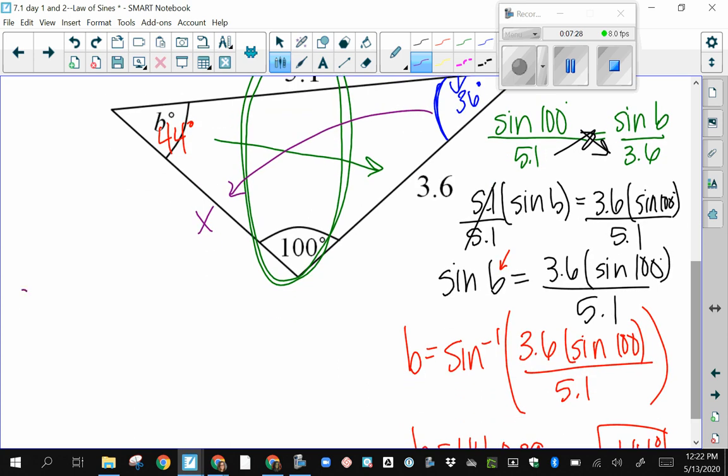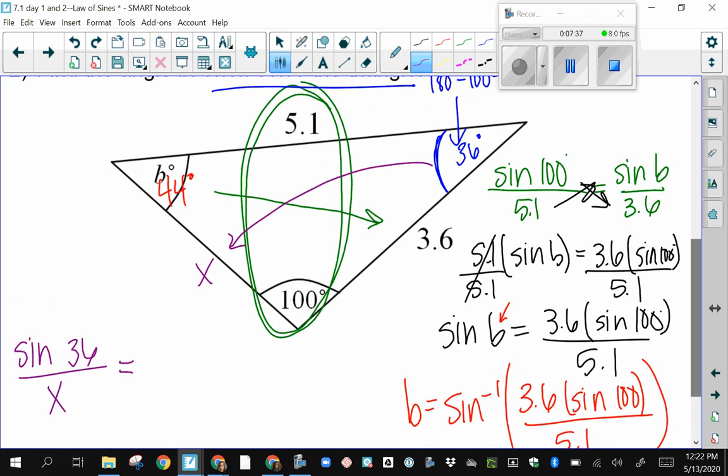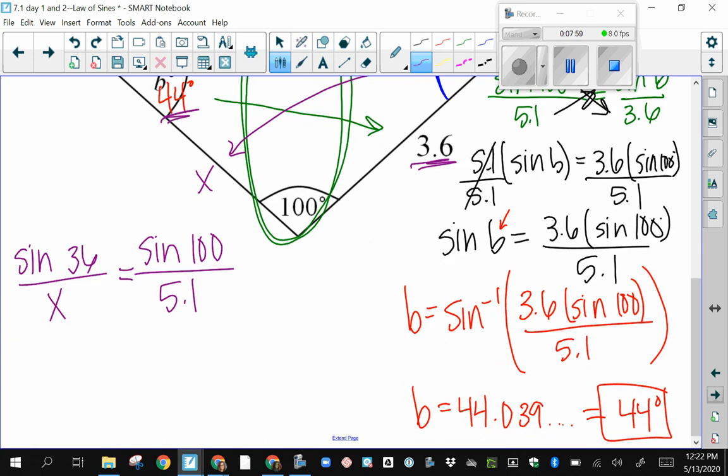And I'm going to go ahead and set up law of sines. Sine of 36 degrees is to X as, now technically you have a choice. You could use 44 degrees and 3.6, but I'm going to tell you, I typically avoid that. And that's because 44 degrees was rounded. That was something that we calculated and we rounded ourselves. So I would advise always going back to the provided ratio. I'm going to go back to the sine of 100 divided by 5.1. That was given and that was exact.